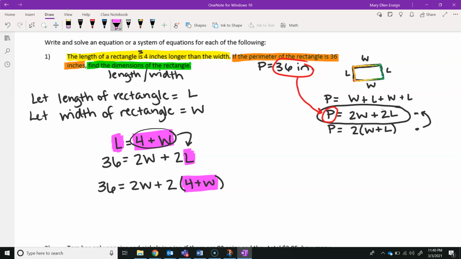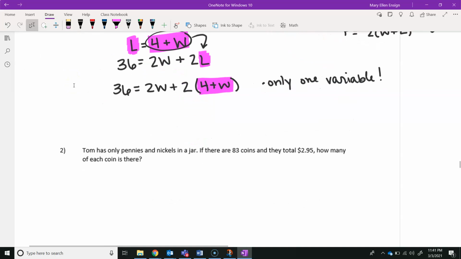Okay, now, again, when I'm here at this last step that I just did, the good thing about this is I only have one variable. Now I can solve this. So I solve it for W. So I have 36 equals 2W plus, I'm going to distribute this, so I get 8 plus 2W.